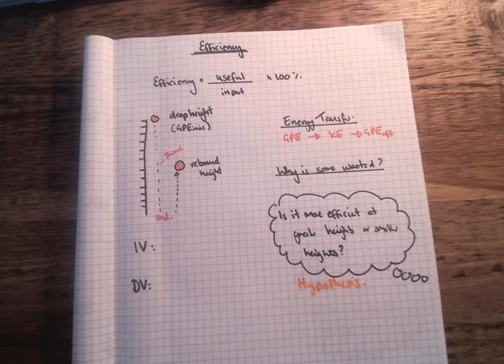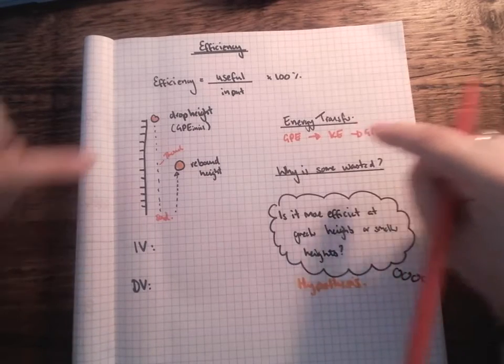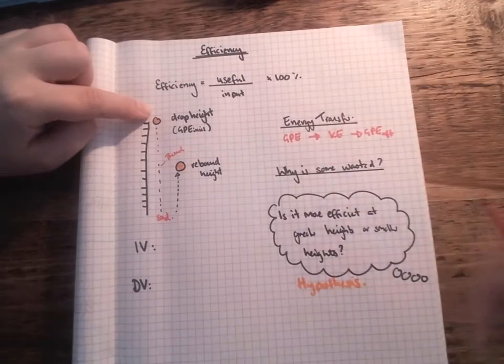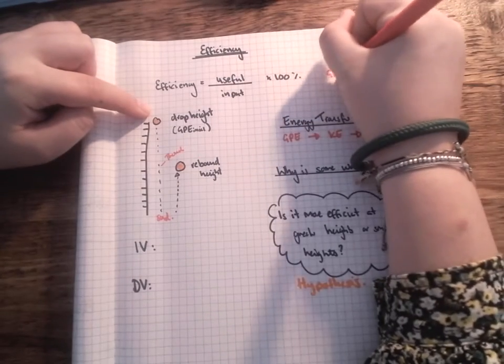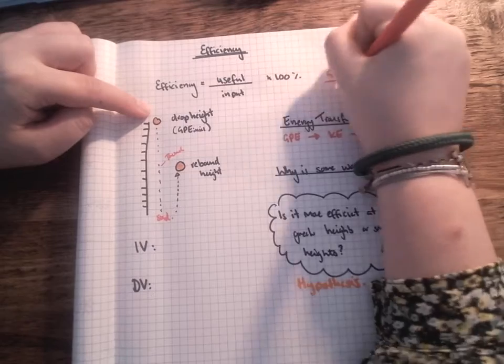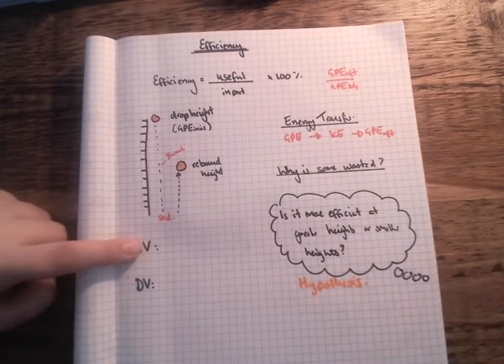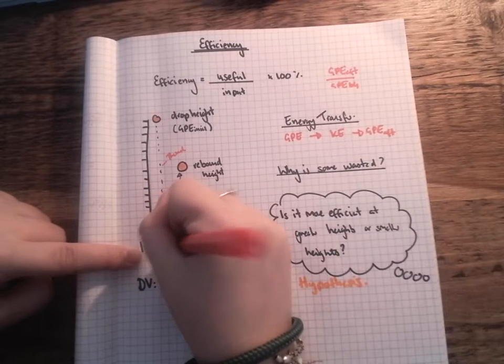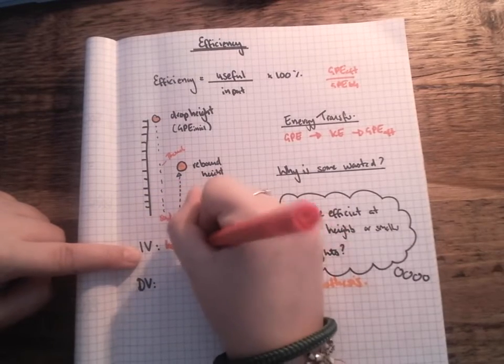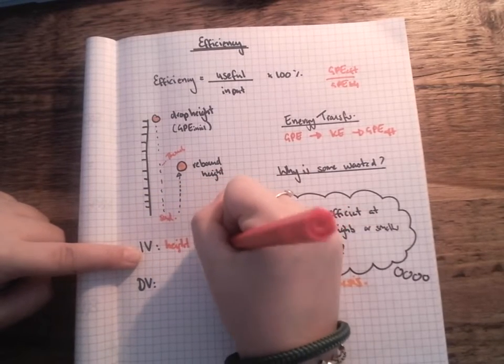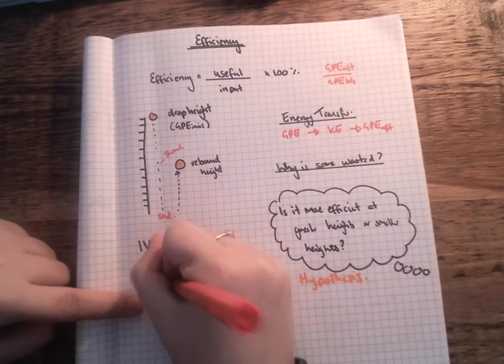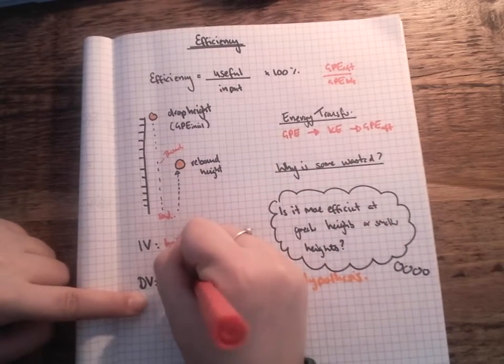Okay, so in this case, we're looking at that useful divided by my input. So that's going to be the GPE after divided by the GPE before. So in this case, our independent variable would be the height, so our GPE before, and our dependent variable is going to be efficiency.